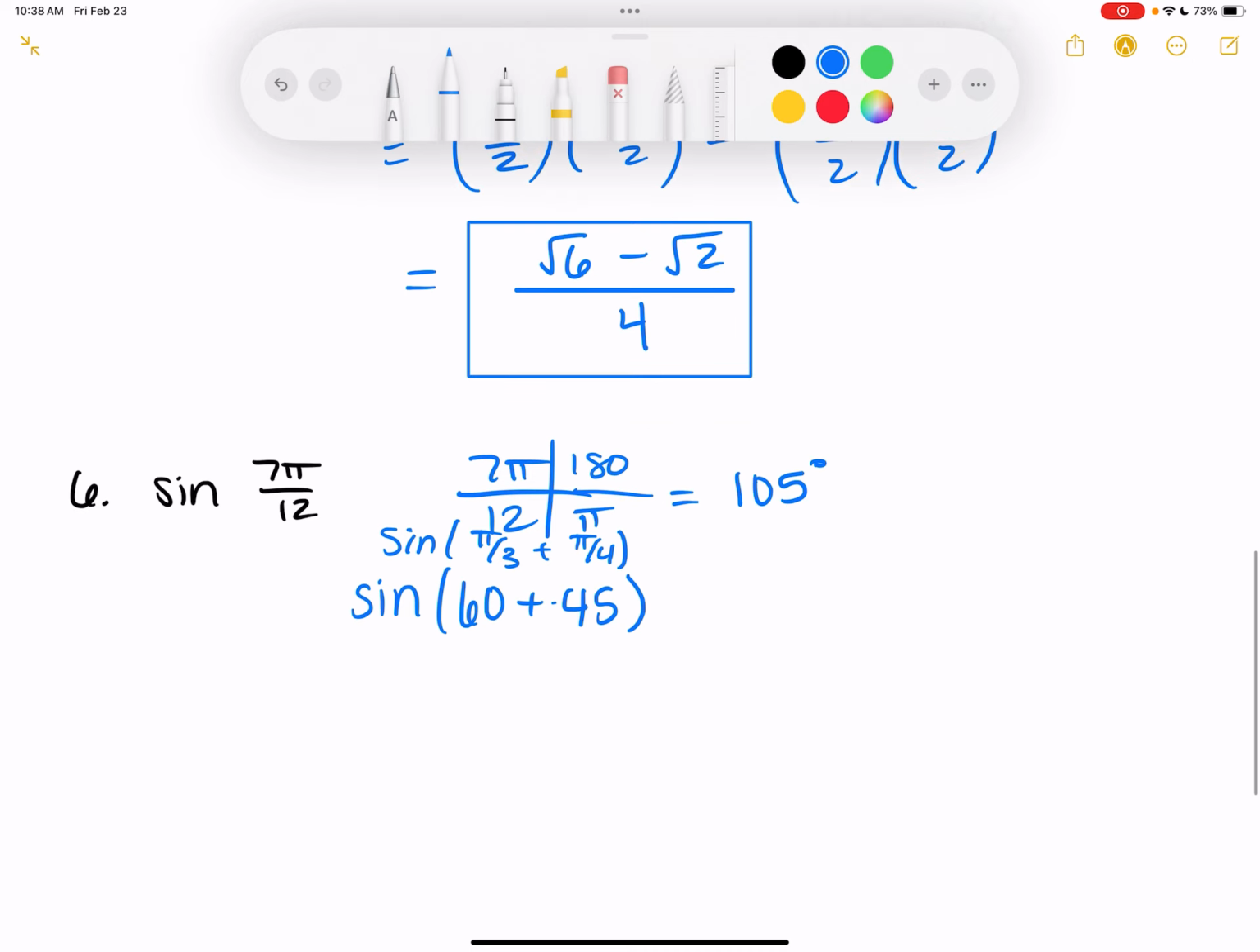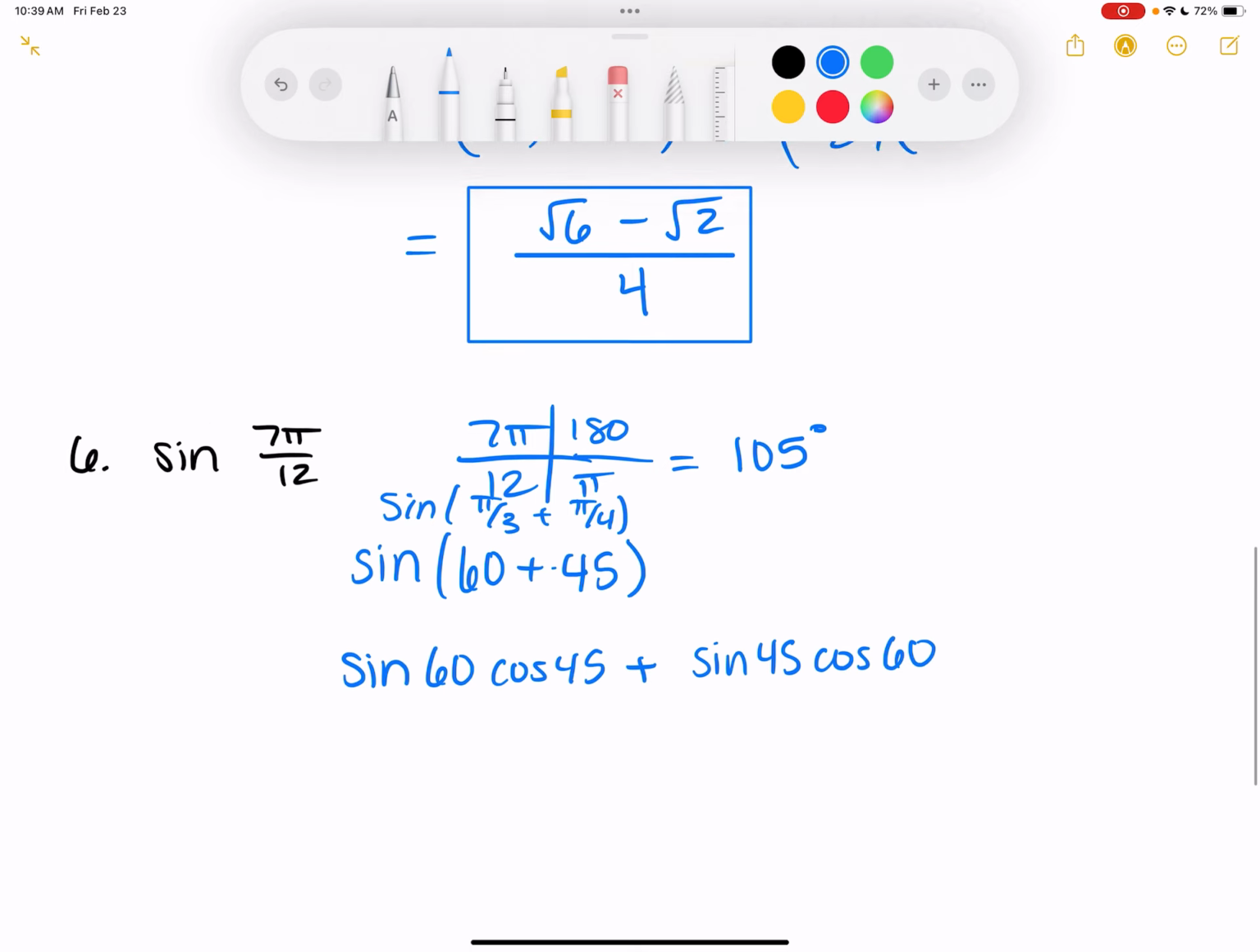So sine 60 cosine 45, same sign for sine, so plus sine 45 cosine 60, which I think I said backwards of what it should have been, but it doesn't matter. The properties of the math say it doesn't matter. Yeah, exactly. The math doesn't care. As long as you have both pieces, it doesn't really matter.